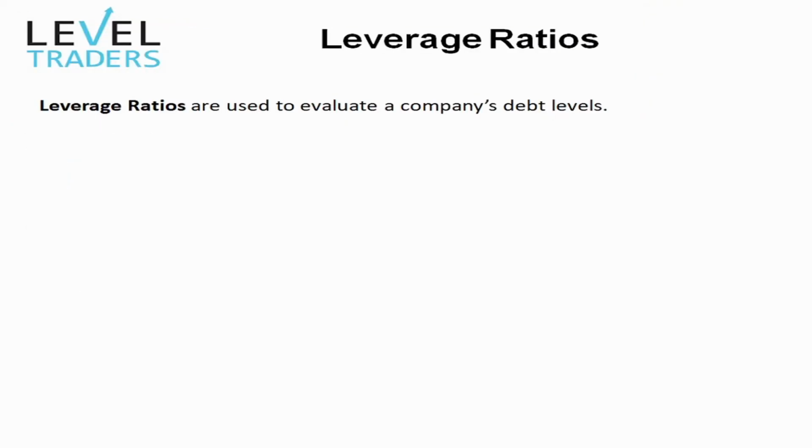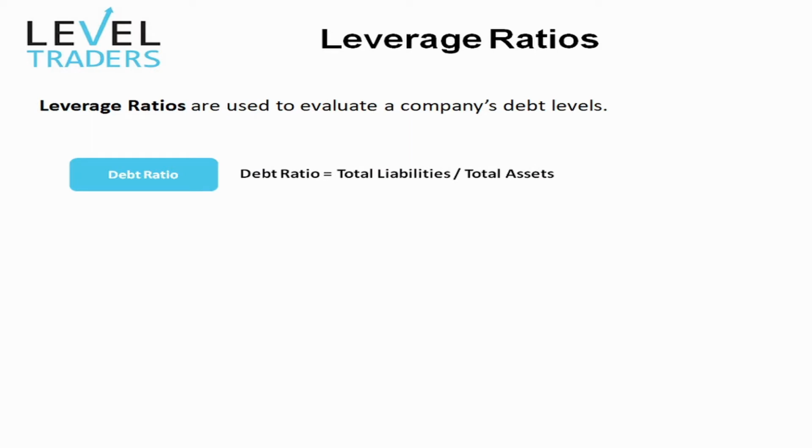Next up is leverage ratios. This is used to evaluate a company's debt levels. The first one we have is the debt ratio. Now this measures the relative amount of a company's assets that are provided from debt. So you've got the ratio as total liabilities over total assets.